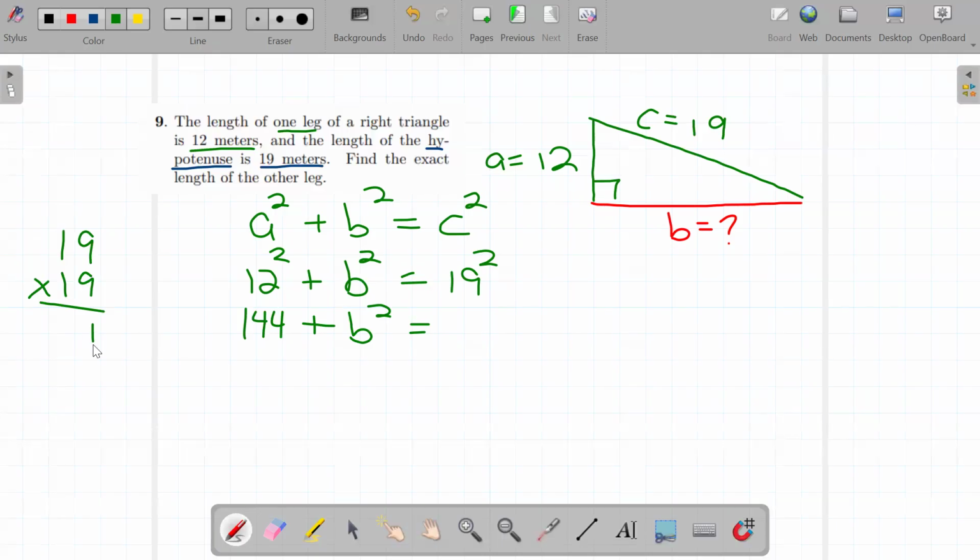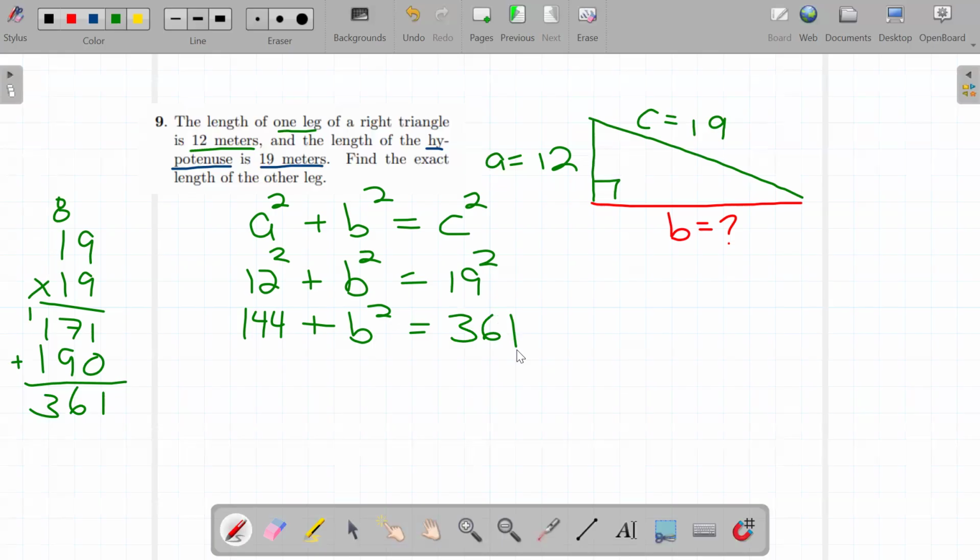Down this time. 9 times 9 is 81. 9 and 8 is 17. 1 times 9, 1 times 1. 1. 9 and 7 is 16. All right, so I'm getting 361 for that one.